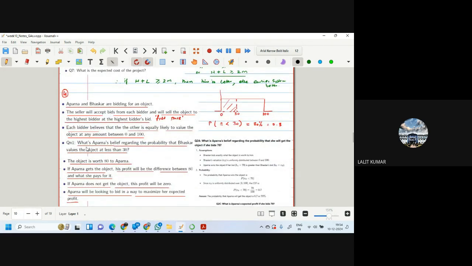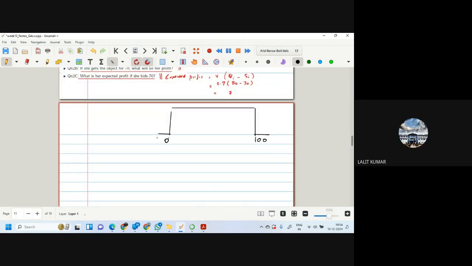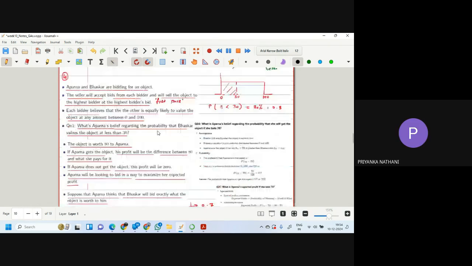Question number one. What is Aparna's belief regarding the probability that Bhaskar values the object at less than 30? So if Aparna is thinking about whether Bhaskar values it at less than 30, how much is it? It is 30%. She will believe with 30% probability that Bhaskar is valuing it at less than 30. Okay.